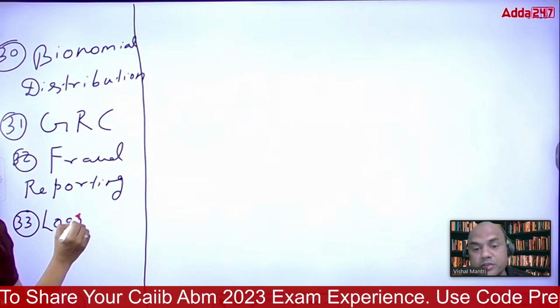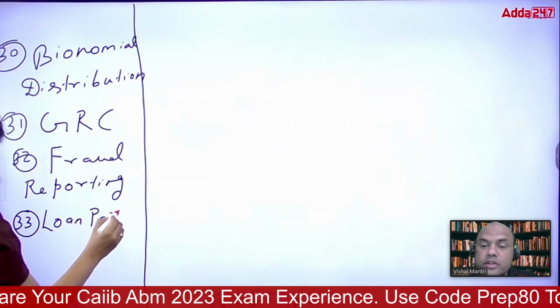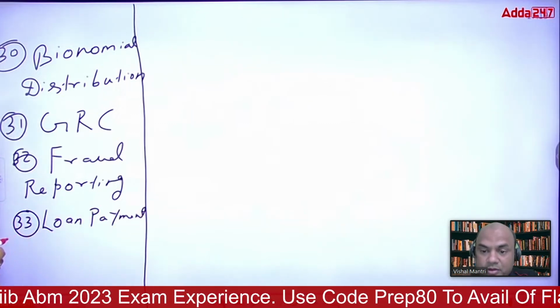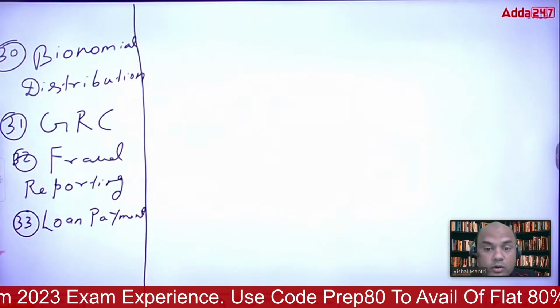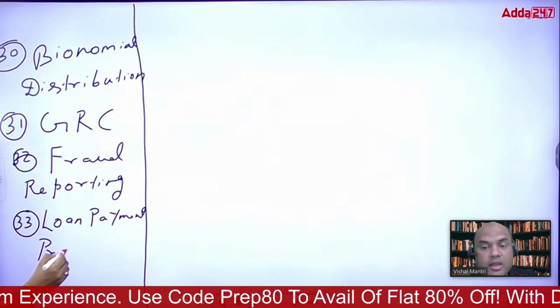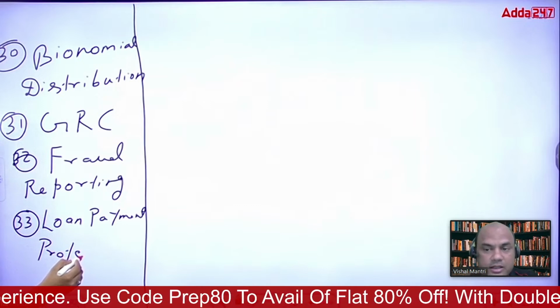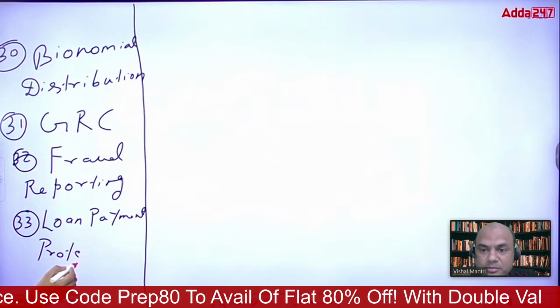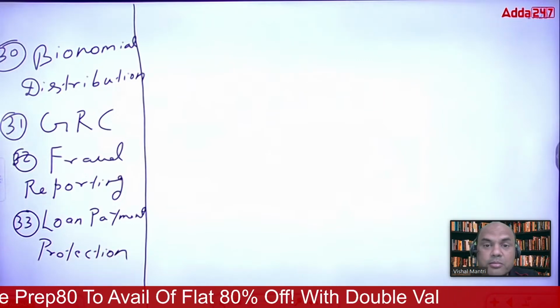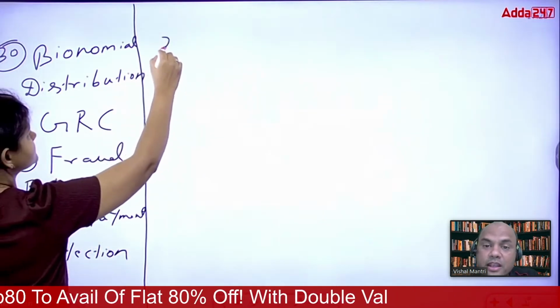Now, see here, what I would suggest is this is the first paper. Don't get overwhelmed by the success of this ABM. BFM is tough, I'll tell you. BFM is not that simple. Always remember, BFM is called the king of CAIIB.